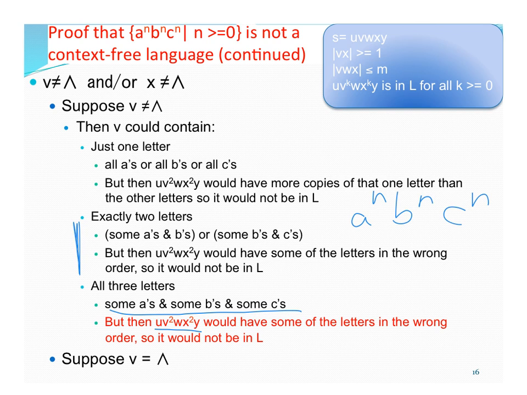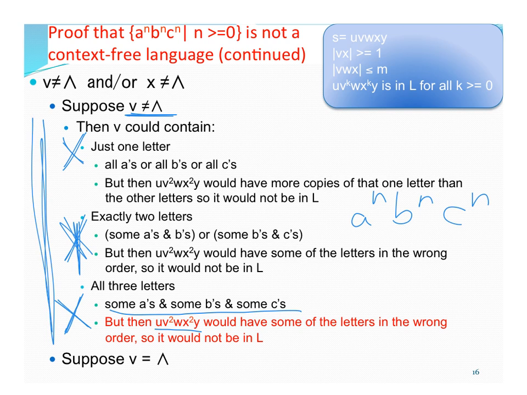So what have we shown? We've shown that V can't contain just one letter, right? If we assume that V isn't empty, it cannot contain one letter, cannot contain exactly two letters, it can't contain all three symbols, right? So that's the only possibilities, if V isn't lambda. So that's okay, though. We still haven't tried everything, right? We've said suppose V isn't lambda. Well, it doesn't work if V isn't lambda, so maybe we just have to assume that V is lambda.